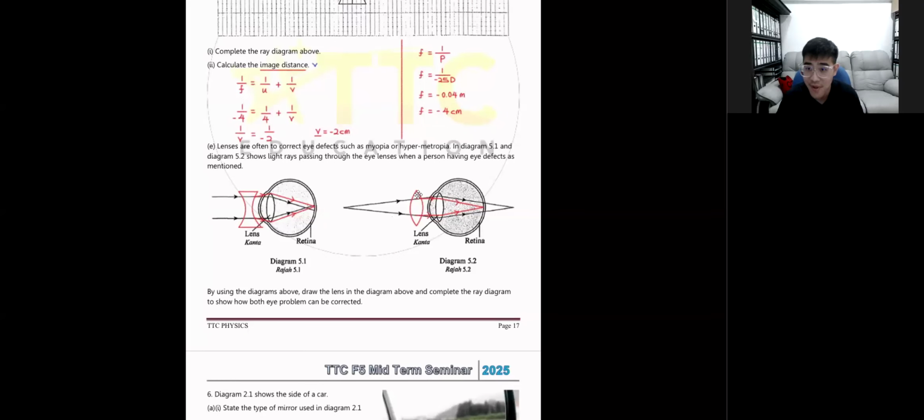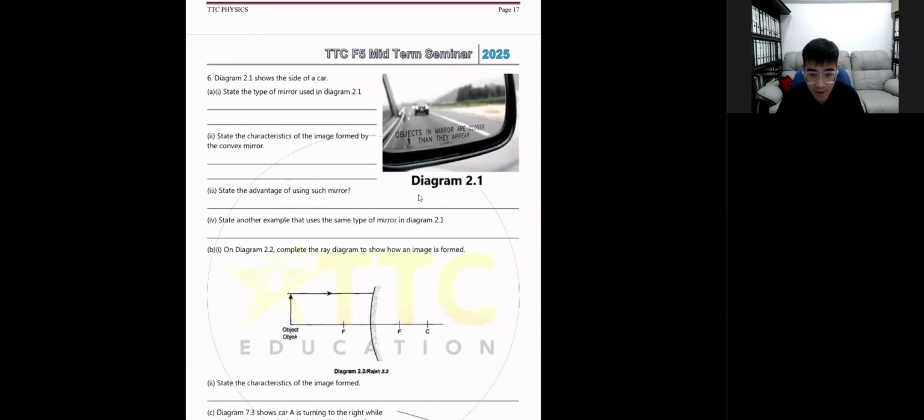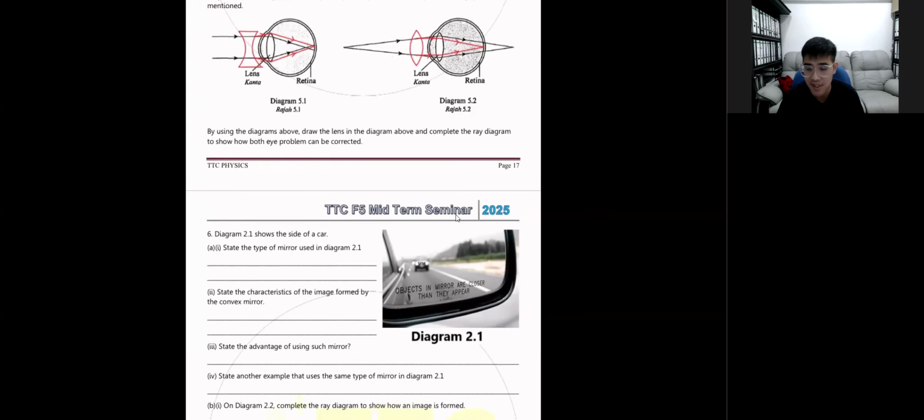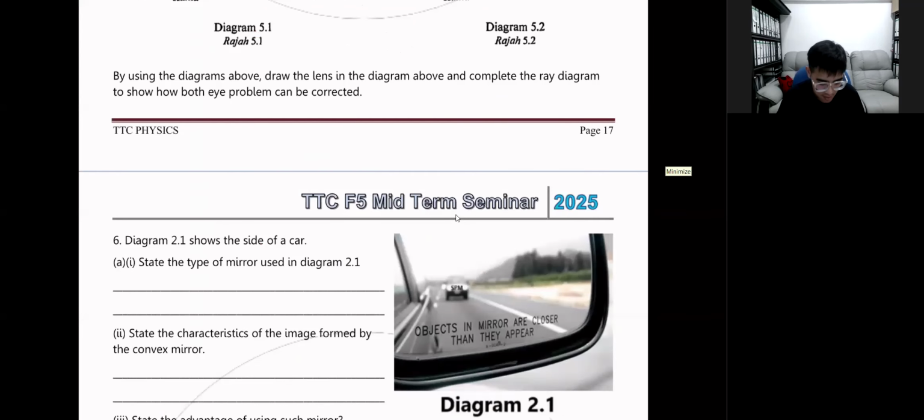Okay, let us continue. The next question that we will be doing is the mirror questions, on page number 18, question number 6. Let us look at this question. Question number 6 says, diagram 2.1 shows the side mirror of a car. The mirror is missing, so can you help me to add the mirror at the back of the side mirror of the car? The question asks, in 6A1, can you see in the diagram?